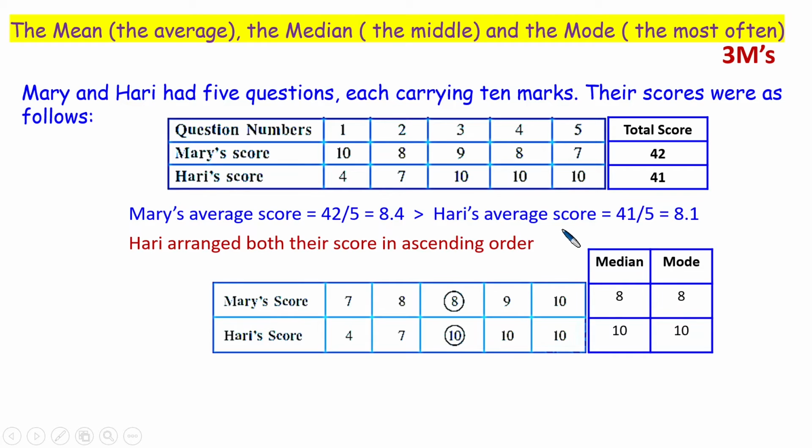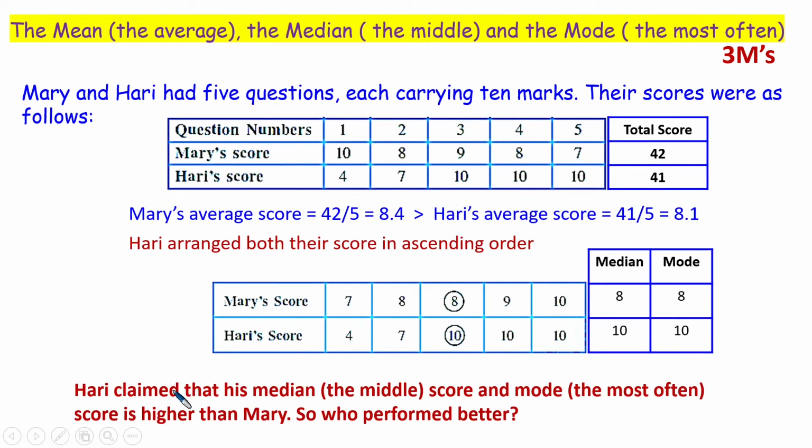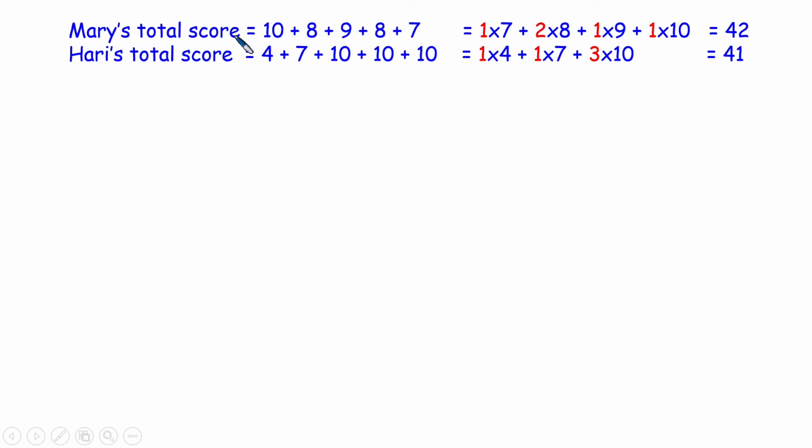So he claims that he has performed better. Okay. So Hari claimed that his median, the middle score, and mode, the most often score, is higher than Mary's. So who performed better? You should think about it. Mary's total score was 10 plus 8, that's what we have taken from the table.